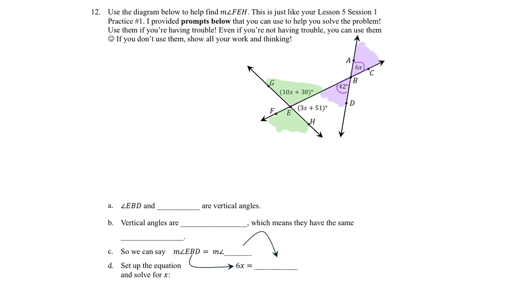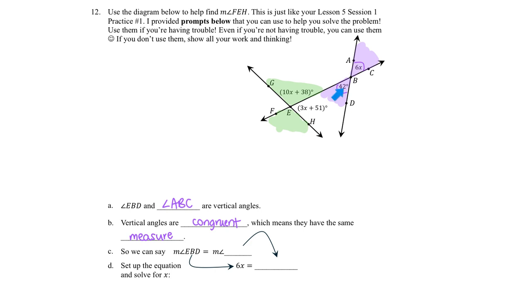In my prompts here, I said angle EBD, and what are vertical angles? Here's EBD, this purple 42 degree angle. It's a vertical angle with this one, angle ABC. So that's what goes here, angle ABC. Vertical angles are congruent, which means they have the same measure. They're the same shape and size for congruent, but since they're both angles, that takes care of the shape part. Measure takes care of the size part.